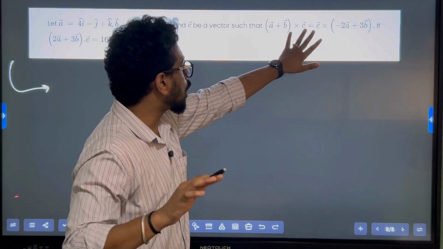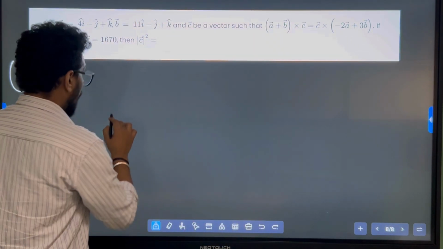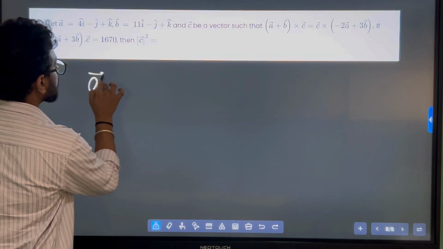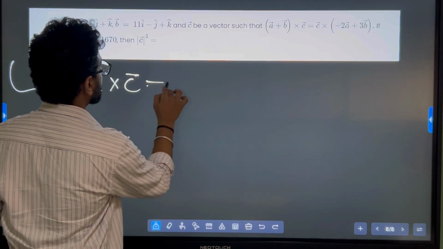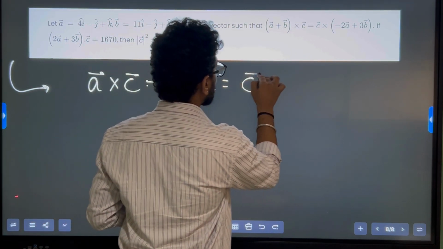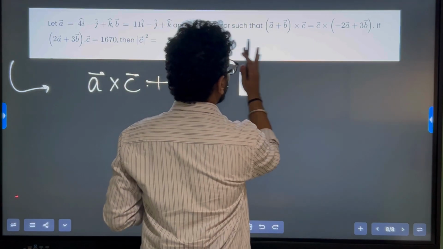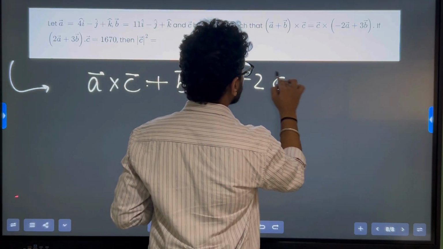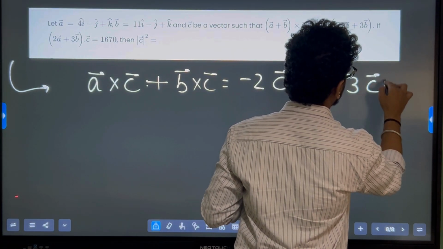The very first thought is, when addition and the cross product are there, I will apply the distributive law. So we will have A cross C plus B cross C is equal to C cross of minus 2A vector, which I can write as minus 2 times C cross A plus 3 times C cross B.